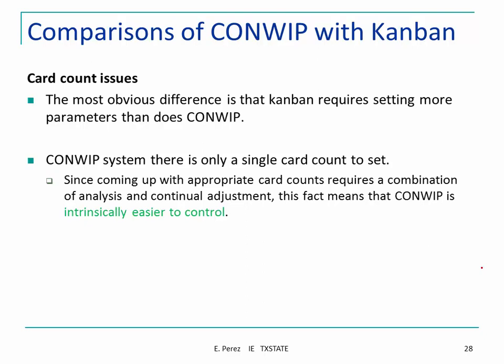However, there are some card count issues in the just-in-time or Kanban system. The most obvious difference is that Kanban requires setting more parameters than does CONWIP. In the CONWIP system, you will only focus on the end of the line and the beginning of the line. However, in the Kanban system, you have to keep control of all the stations in your system. So in the CONWIP system, there's only a single card count to set. Since coming up with an appropriate count requires a combination of analysis and continual adjustment, this means that CONWIP is easier to control in that sense.